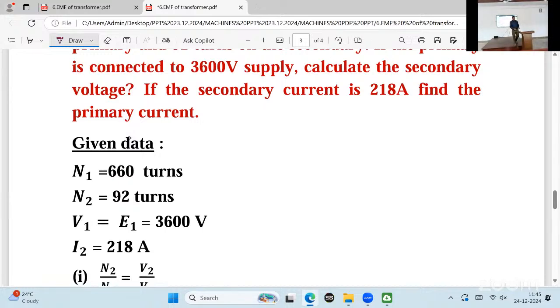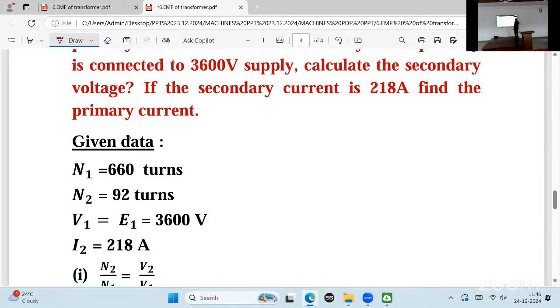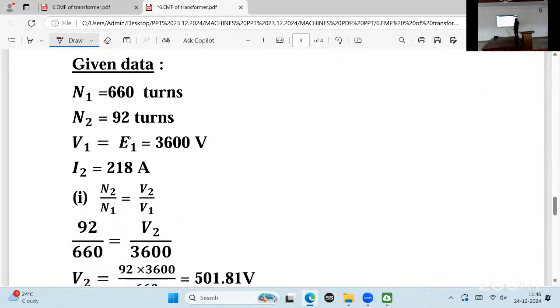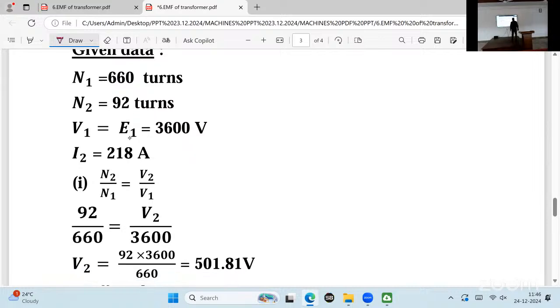Right, given data. How many turns for the primary? 660 turns. Primary turns N1 is 660, secondary turns N2 is 92. V1 is equal to E1, how many volts on the primary side? 3600. What is the first formula used? N2 by N1 is equal to V2 by V1, we get V2. Very simple problem.